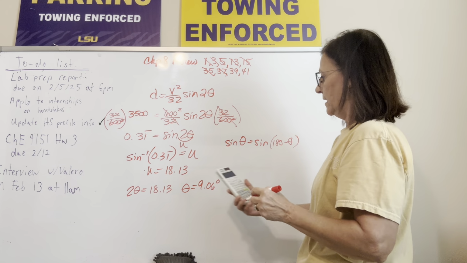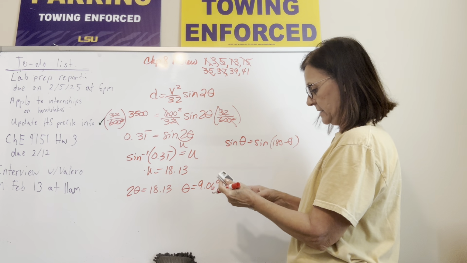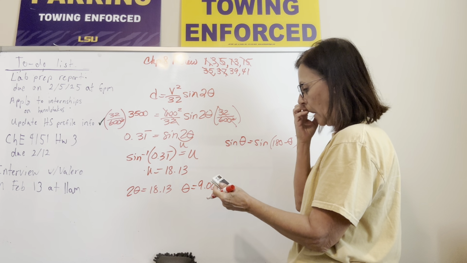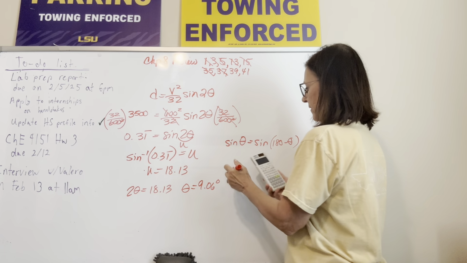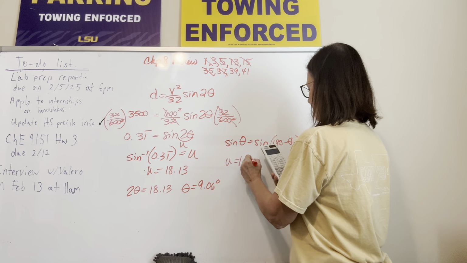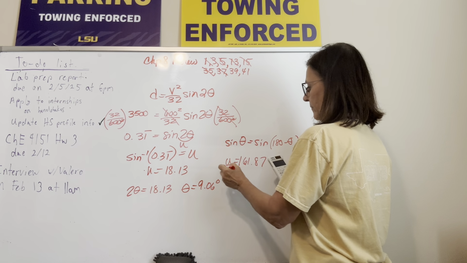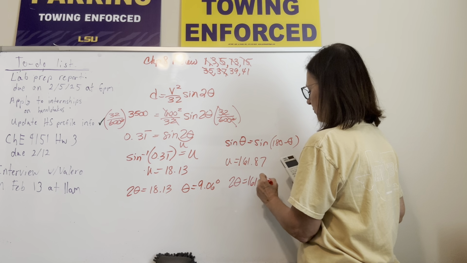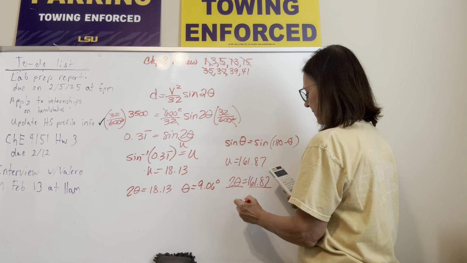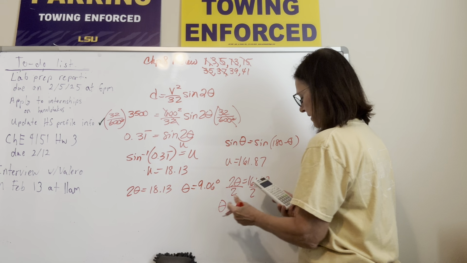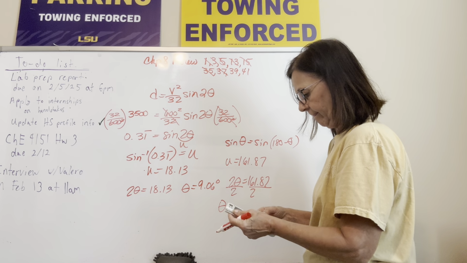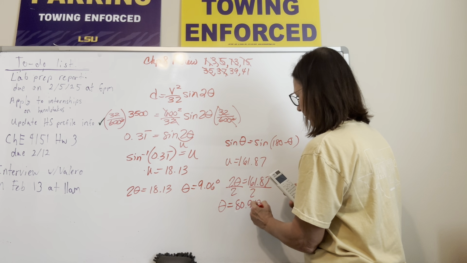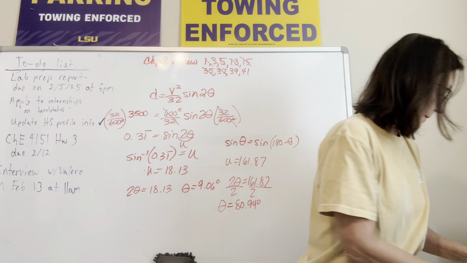All right, so the sine of theta is going to equal the sine of 180 minus theta, since we're in degrees. So I'm going to take 180 minus 18.13. And that's going to give me a u value of 161.87, but that's really 2 theta equals 161.87. So I divide it by 2, and theta is 80.94 degrees.